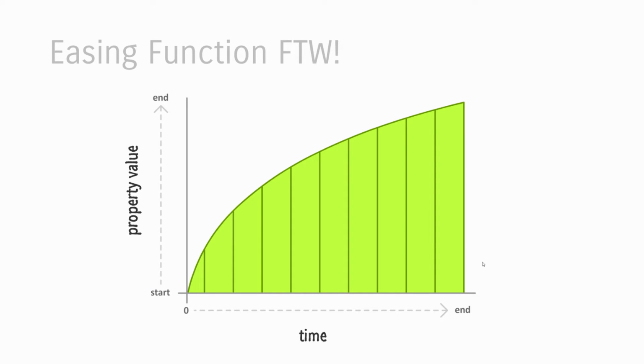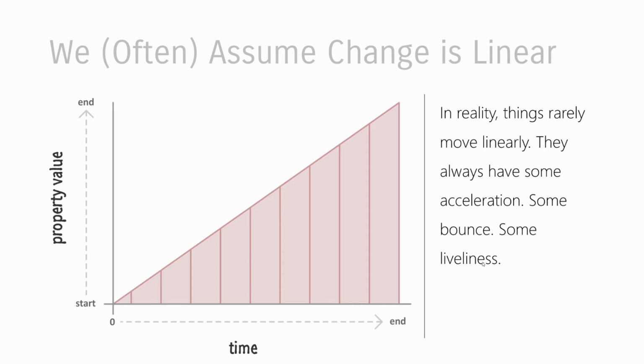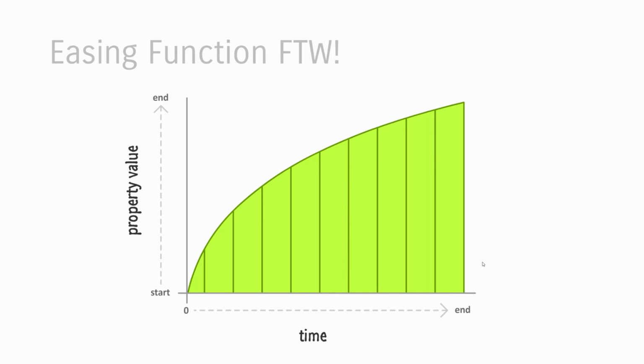So easing functions come in various shapes and sizes. You saw a linear one just here, and here you have one where the properties are changing much more rapidly at the very beginning, and they start to slow down or decelerate as you get more towards the end.